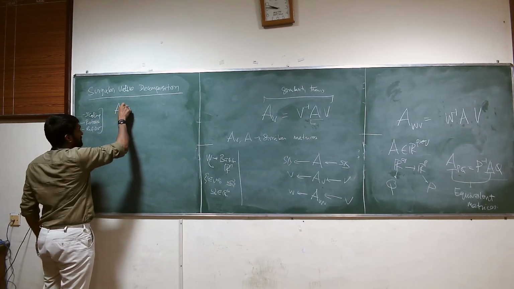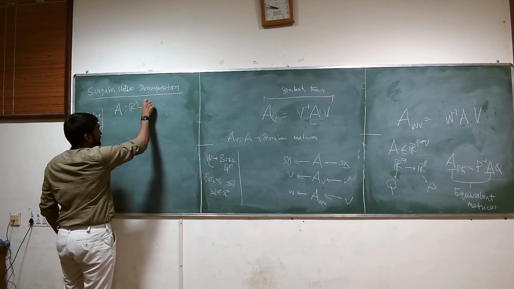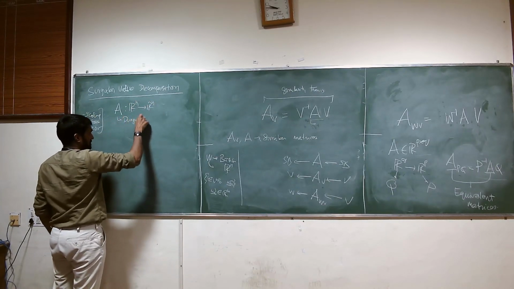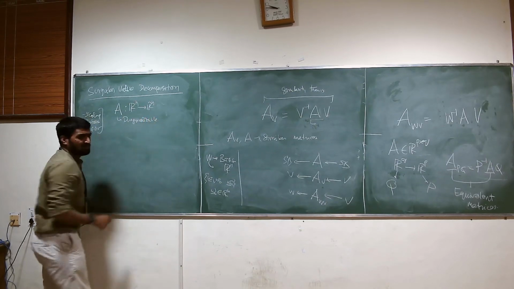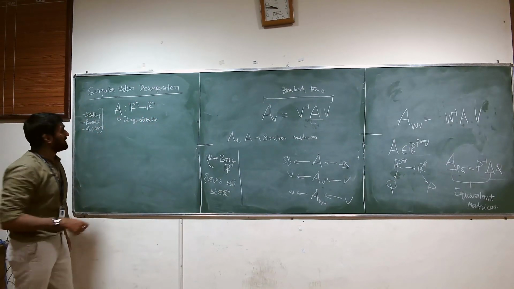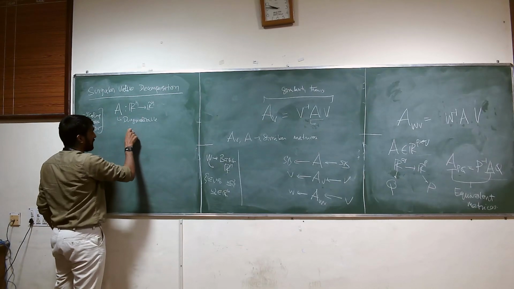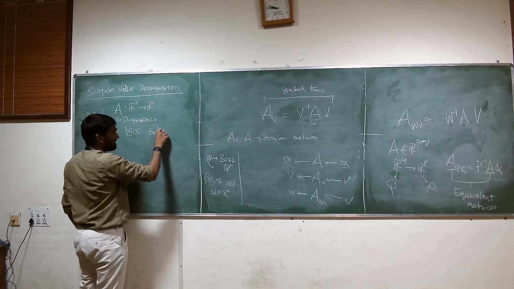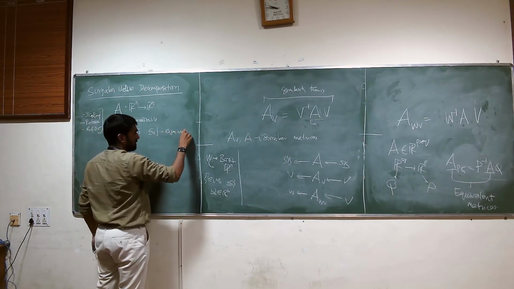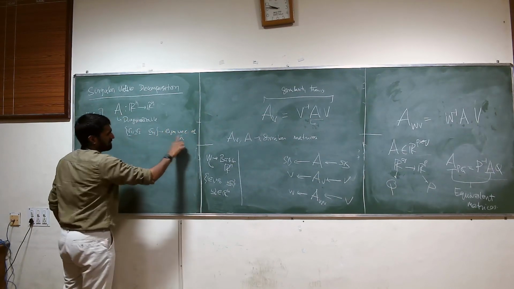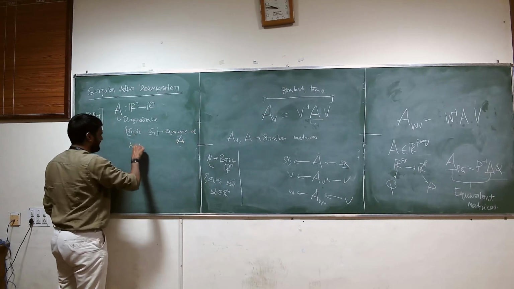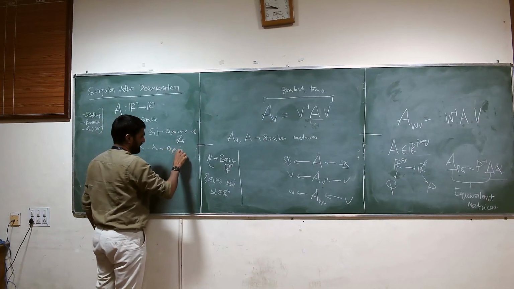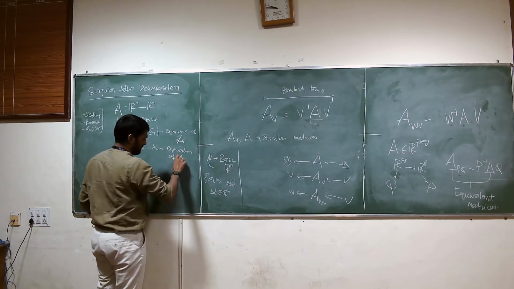if you have an A that is Rn to Rn, and A is diagonalizable, then you get a very simple representation for A. Let's assume V1, V2, Vn are the eigenvectors of A, and lambda 1, lambda 2, lambda n are the eigenvalues of A.